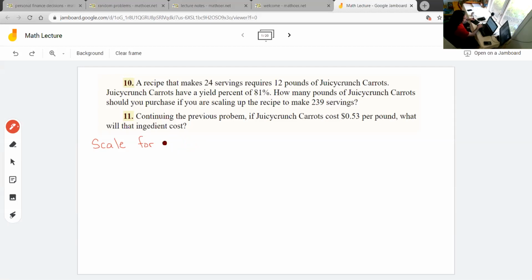Size is kind of vague. Why don't I call it servings? So we had 24 servings and 12 pounds. That was one situation. And then, as I'm doing any kind of proportion problem, I stop reading and say, if I put servings on top once, I have to put servings on top a second time. If I put pounds on the bottom once, I have to put pounds on the bottom a second time.